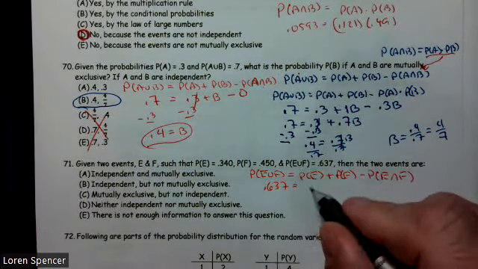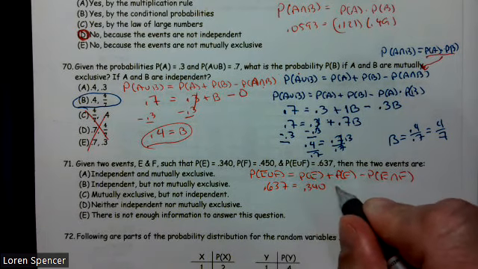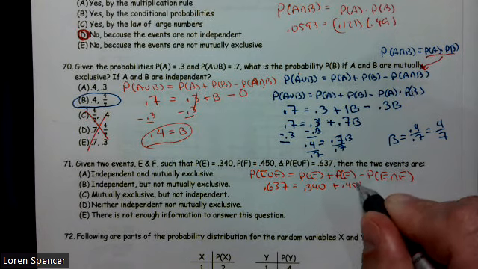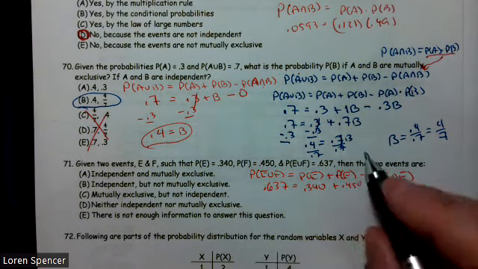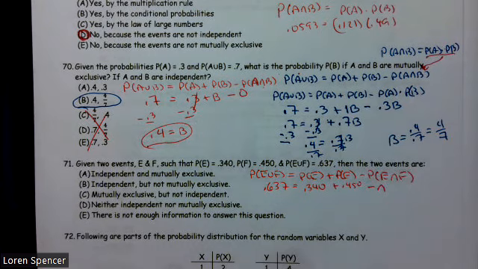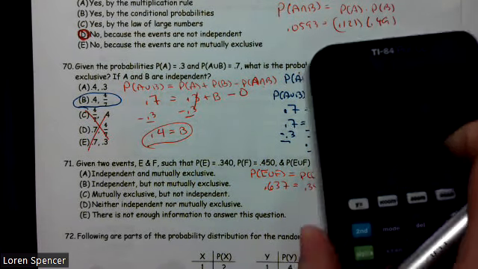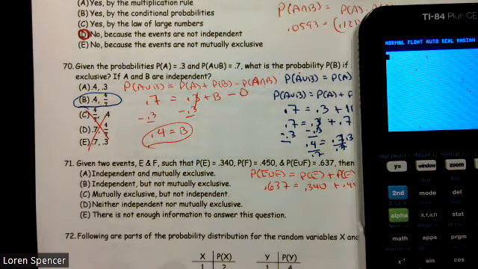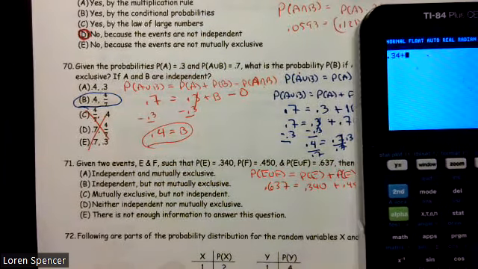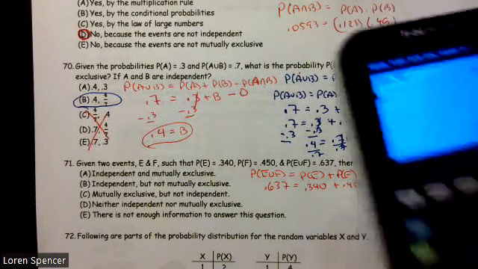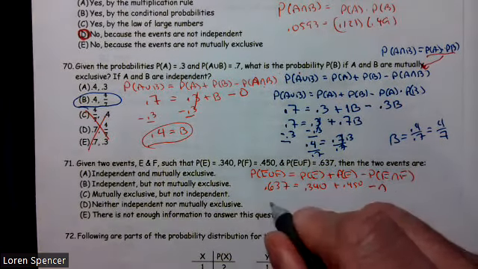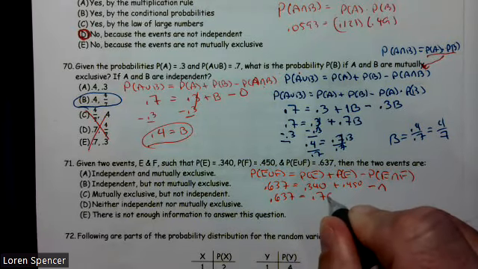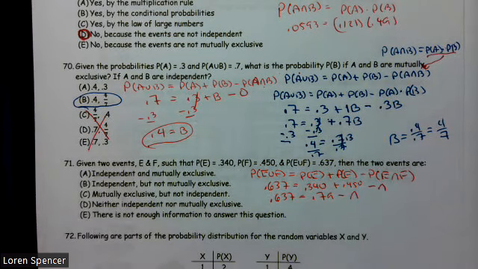The probability of E is 0.340. The probability of F is 0.45, and the intersection we don't know, so I'm going to use the intersection symbol. Let's add those two up. 0.34 plus 0.45 is 0.79. So 0.637 equals 0.79 minus the intersection.